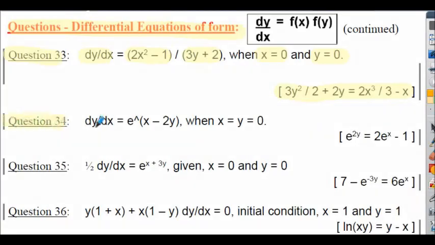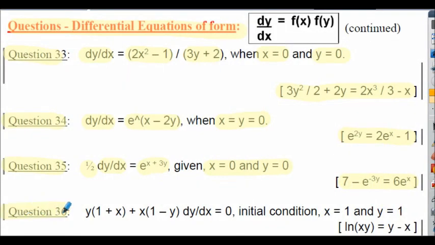Question 34, dy by dx is equal to the exponential function raised to the power of x minus 2y, and again we have an initial condition, so in our final answer shown here there is no constant of integration. Question 35, half multiplied by dy by dx is equal to e to the power of x plus 3y. We're given the initial condition, so our final answer has no constant of integration.